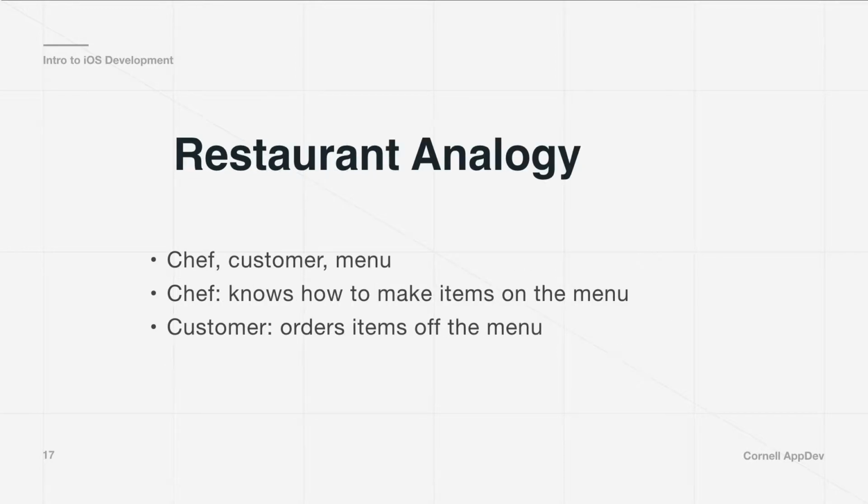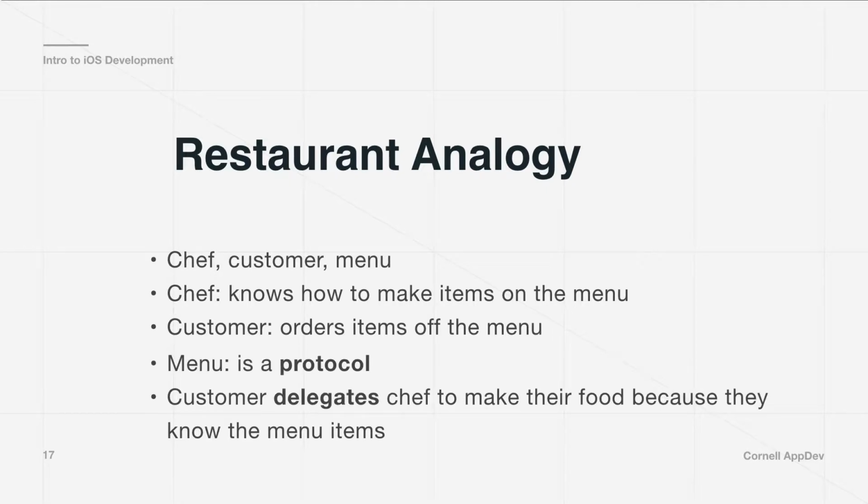A little analogy: let's say you're at a restaurant, and there are three different objects: the chef, the customer, and the menu. The chef knows how to make the items on the menu, and the customer wants to order those specific items. Essentially, the menu is the protocol. It's the contract that both know, so they know exactly what's going to go on, but they don't care what's happening on the other side.